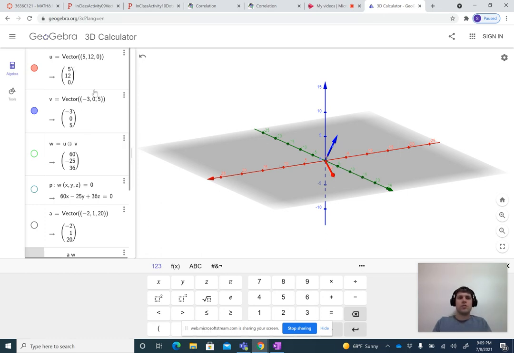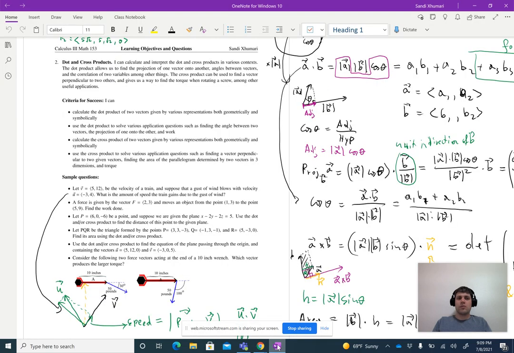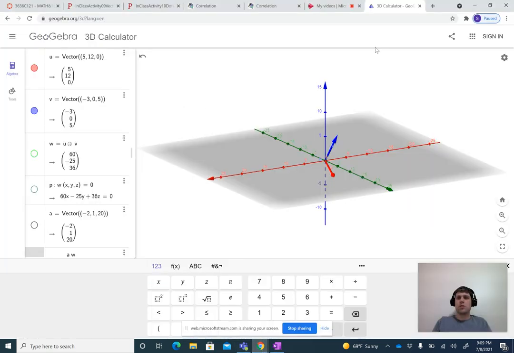So I took this U and V vector from learning objective 2, one of the sample questions. There's the U and the V, and we wanted here to find the equation of the plane passing through the origin. So I typed those in the GeoGebra 3D calculator. If you just Google this, it's the first thing that pops up. It's free. And you just type in U equals vector, and then you put in whatever point the vector ends at. You could also put the start and the ending point there. But we have the U and the V vector. I already put them in.